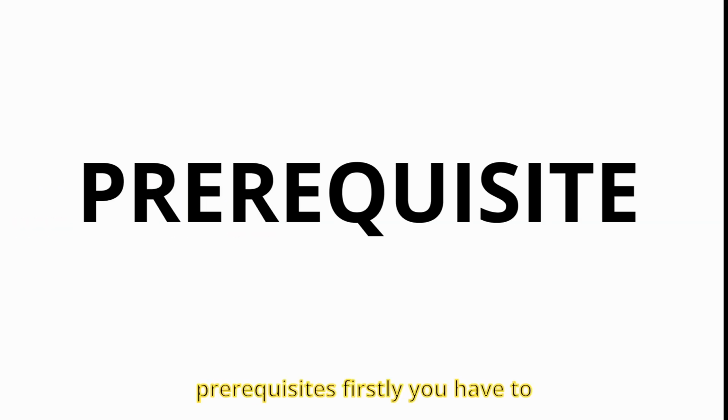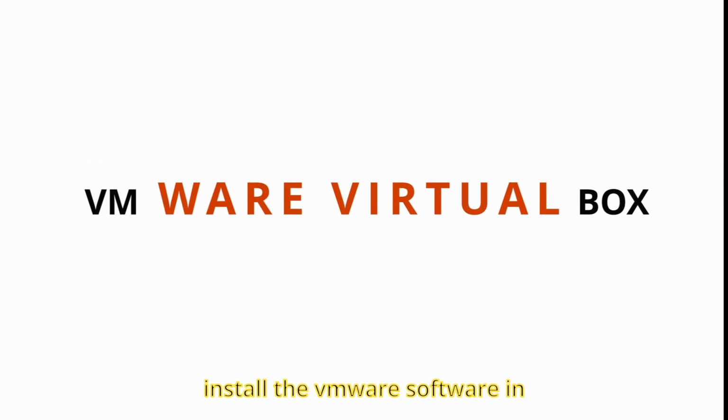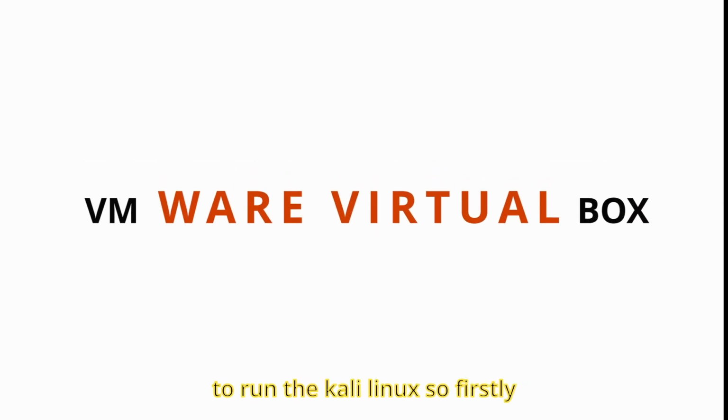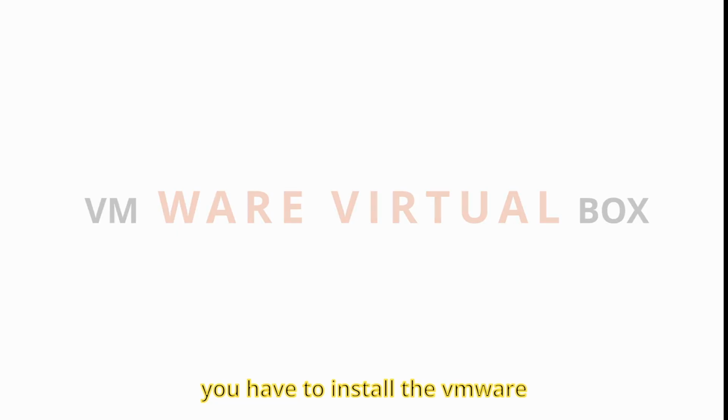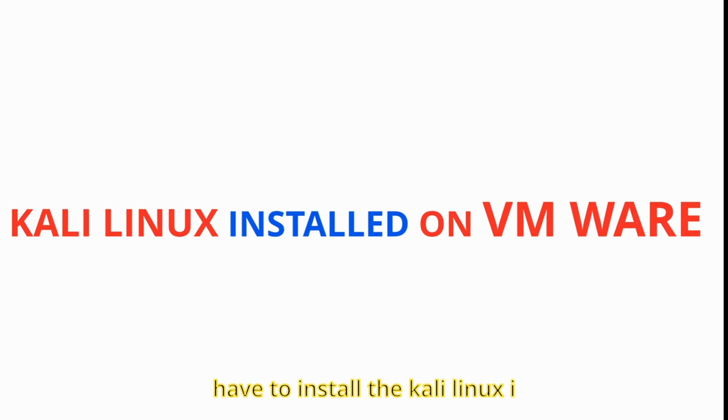Okay, now let's understand the prerequisites. Firstly, you have to install the VMware software in order to run Kali Linux. So firstly you have to install VMware, then on top of that you have to install Kali Linux. I will provide the link in the description box, so follow this link. You can install VirtualBox as well as Linux.